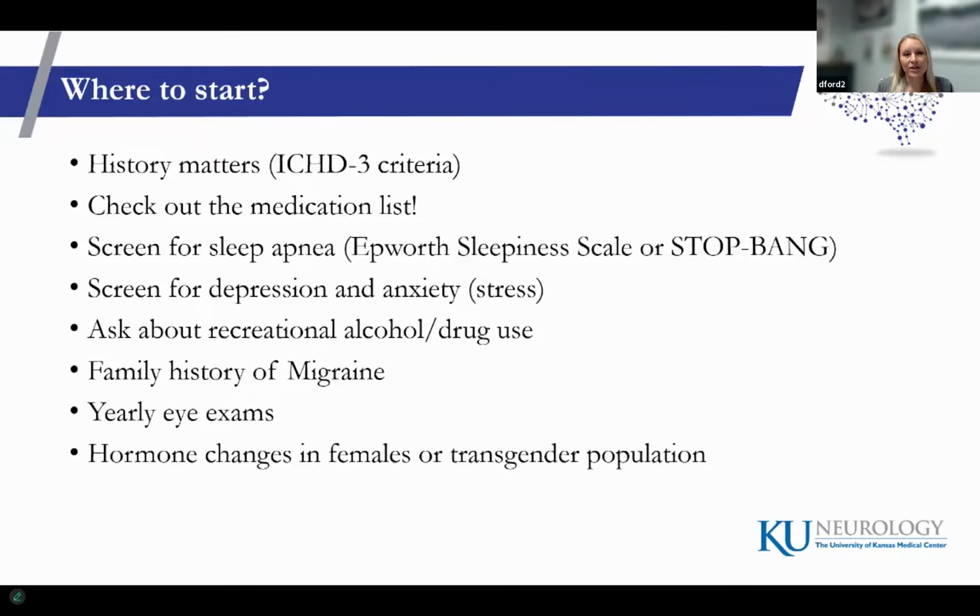And then definitely ask about recreational alcohol and drug use, as we know some of those things can contribute. Family history of migraine is huge, particularly with some of our newer genetic information that we've been getting. So we are now finding more of our hemiplegic migraines, and some of our microvascular changes with migraines can be related to certain genetic factors and genes. And so that's going to be important as time goes on. Having yearly eye exams, particularly to check for things like glaucoma or papilledema, is really important. And then, like we talked about, those hormone changes in females or transgender populations. So people going through IVF are going to have significant headache swings, different birth controls, and again, our transgender patients with hormone changes are going to cause those same problems. Next slide.